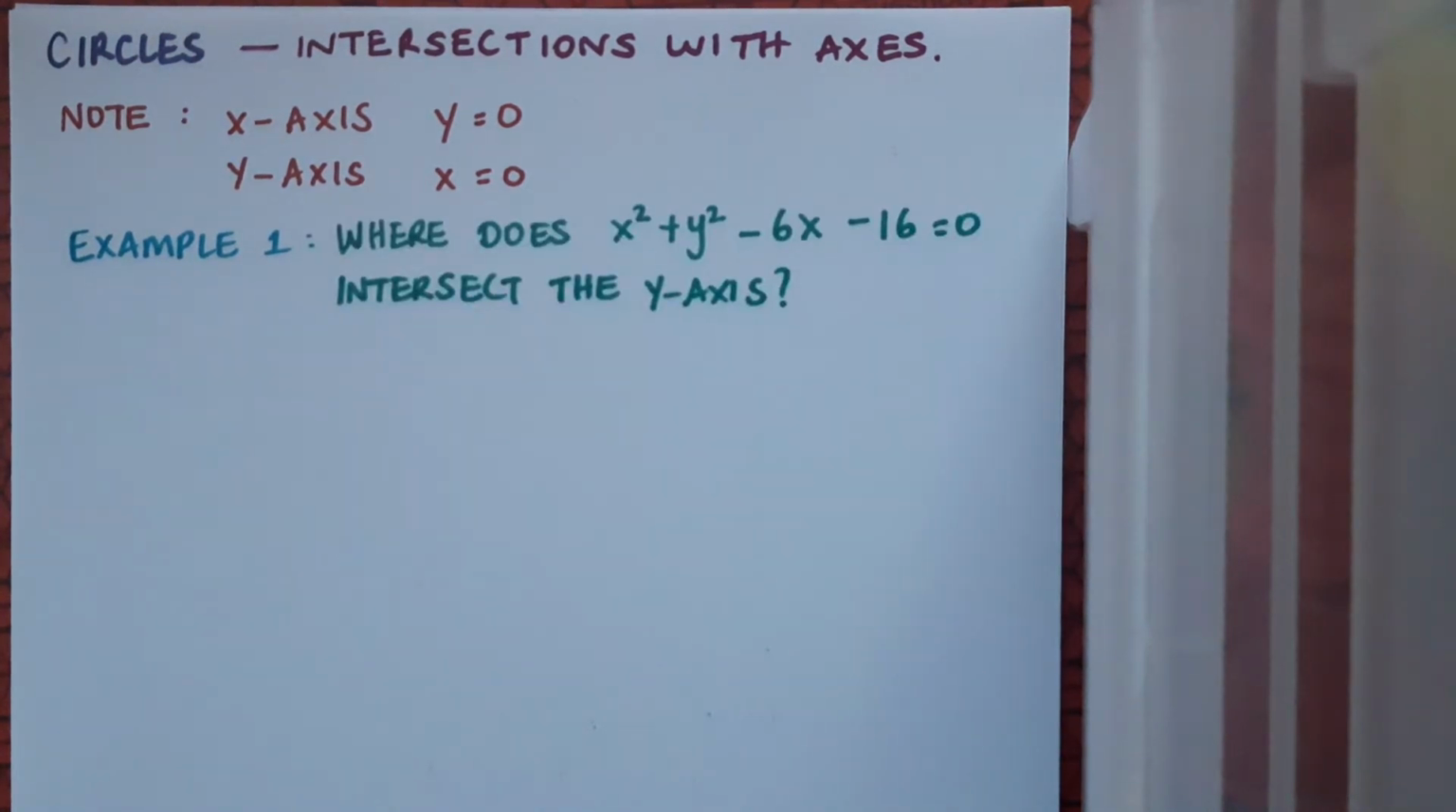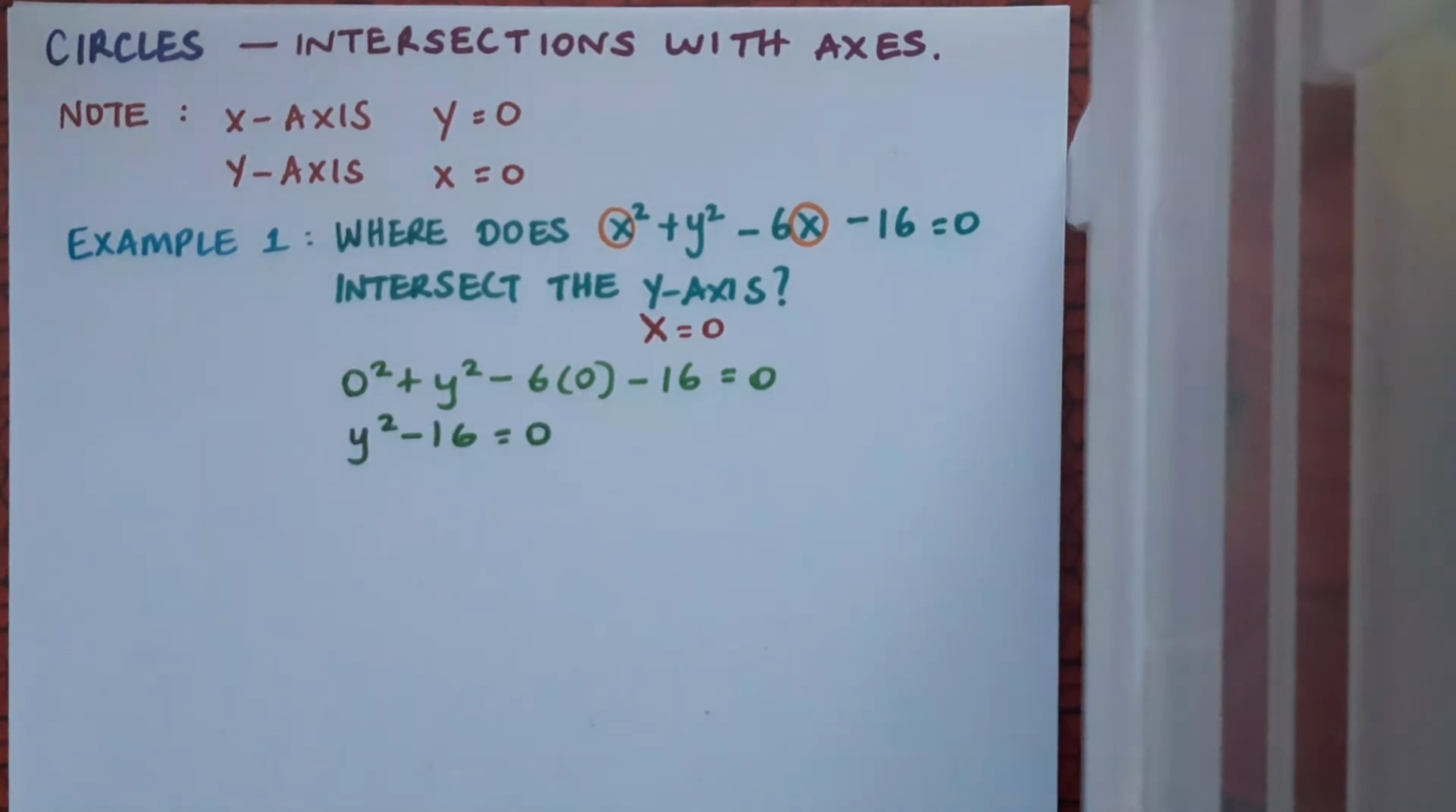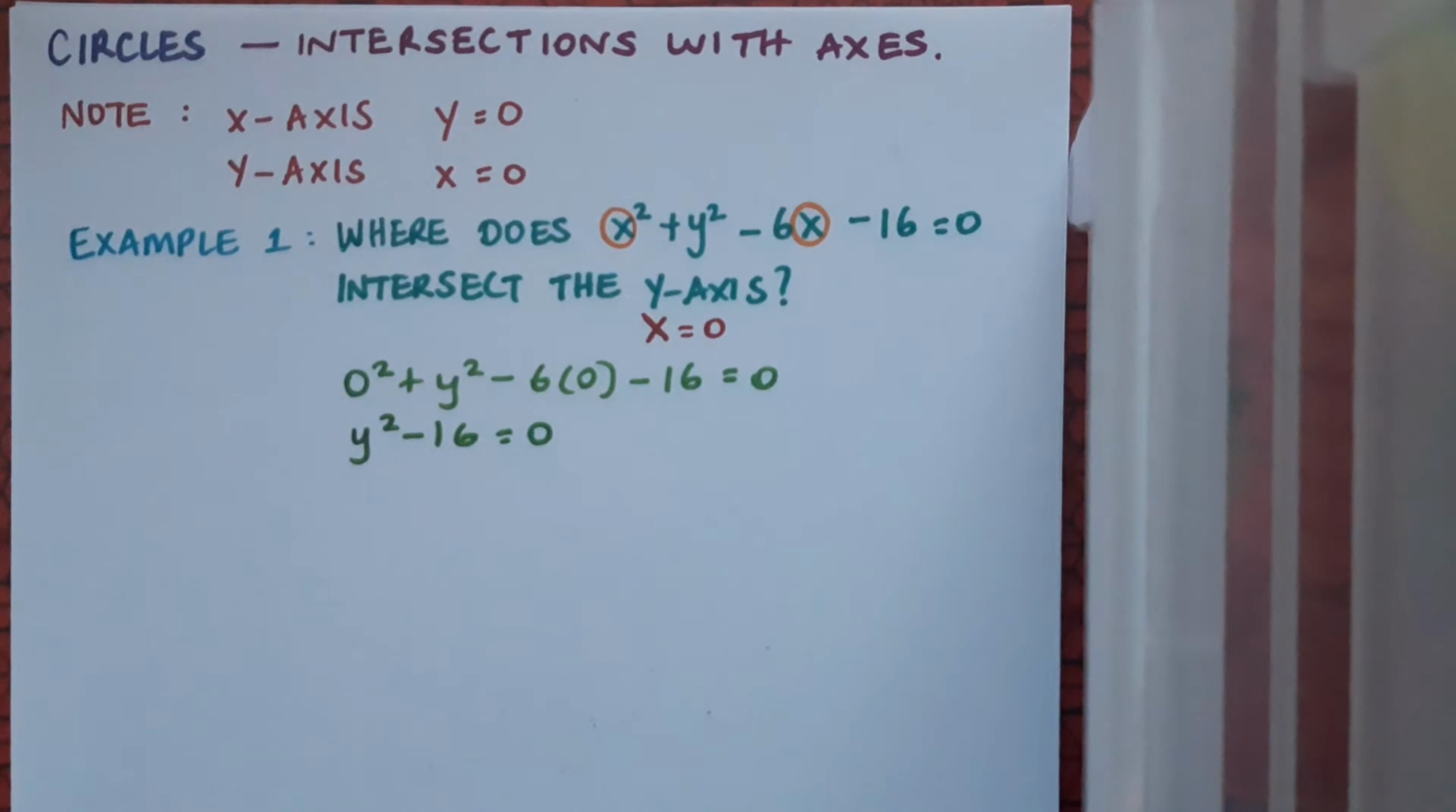So here's an example. Where does x squared plus y squared minus 6x minus 16 equals 0 intersect the y-axis? So of course, remember this just means using x equals 0, and we can simply substitute it straight in for any x's in the equation. So in this case, I'll end up with 0 squared plus y squared minus 6 times 0 minus 16 equals 0, which I can simplify to get y squared minus 16 equals 0.